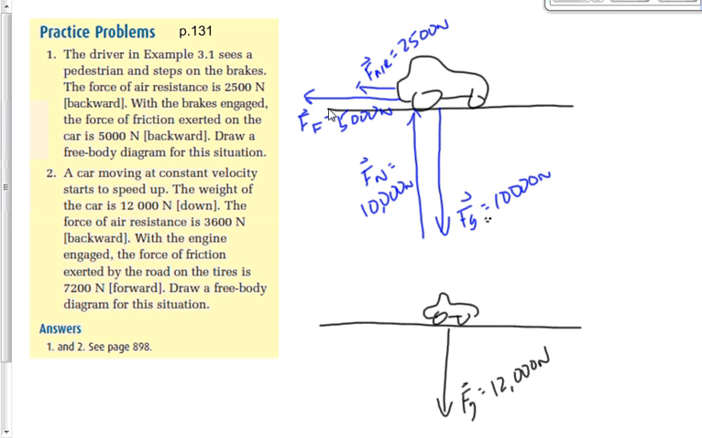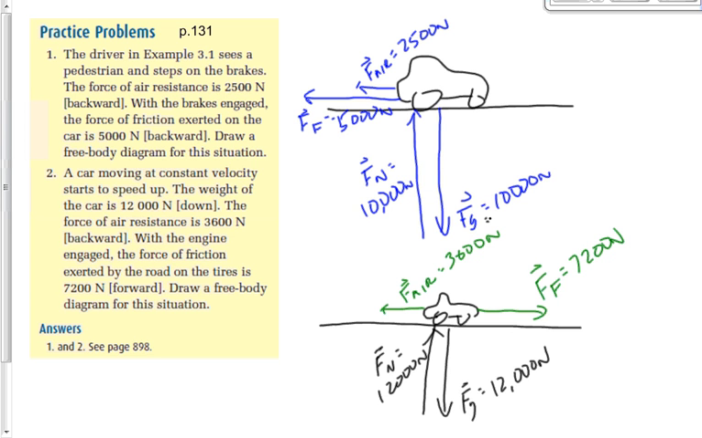Now, we've got a normal force acting up, also at 12,000 newtons. And this time we've got an air resistance acting backwards, 3,600 newtons. Let's draw that this way right here. And we've got a force of friction that actually propels the car forward because it's friction between the tires and the road as the tire is turning. So it's going to be a force that acts opposite to the way that air resistance acts. It's 7,200 newtons. It should be about like this, longer than the 3,600 newtons, shorter than the 12,000 newtons. We'll call that FF, the force of friction of 7,200 newtons. And that's it.